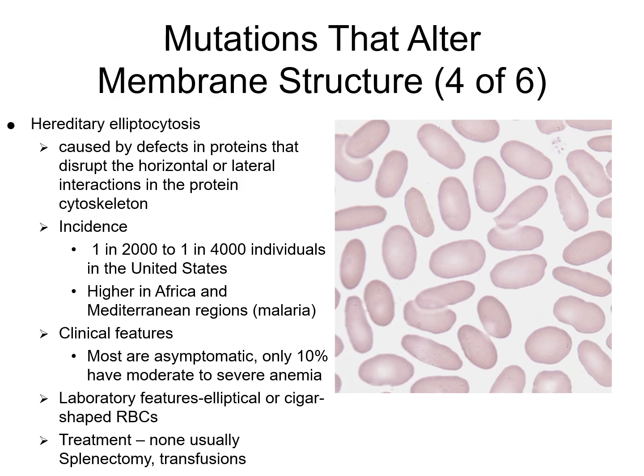For the laboratory features in the blood smear, we're going to see those elliptocytes, so those elliptical or cigar-shaped red blood cells. These abnormal shapes result from the membrane cytoskeleton defects. For treatment, usually there is no treatment required for the asymptomatic cases, but if they are symptomatic in the severe cases, they could need a splenectomy or a blood transfusion could be considered as well.